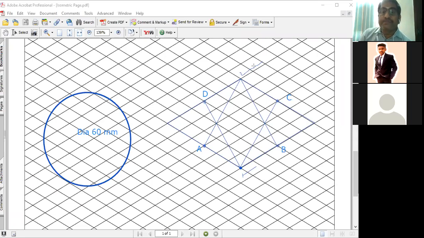Now the point is how to draw this ellipse in isometric by the 4-center method. They mentioned in the problem itself that it is the 4-center method. What are the 4 centers? That is the question.